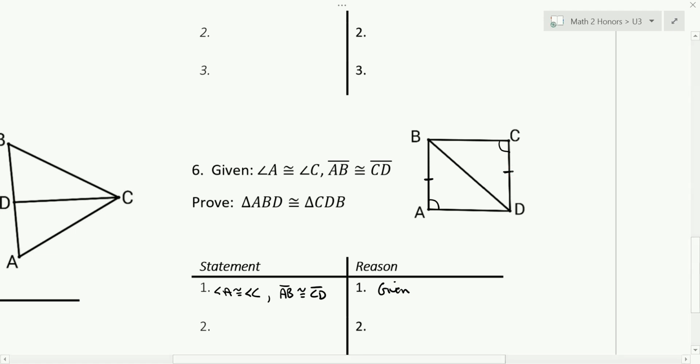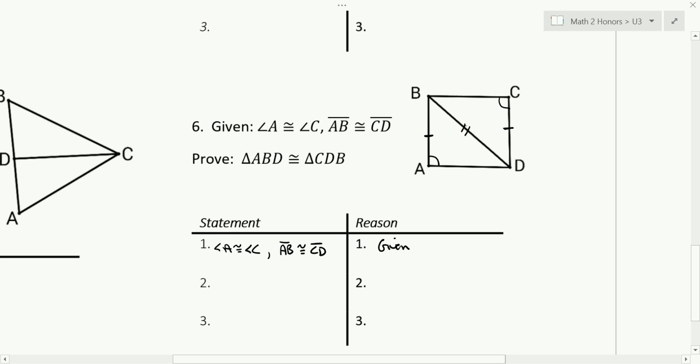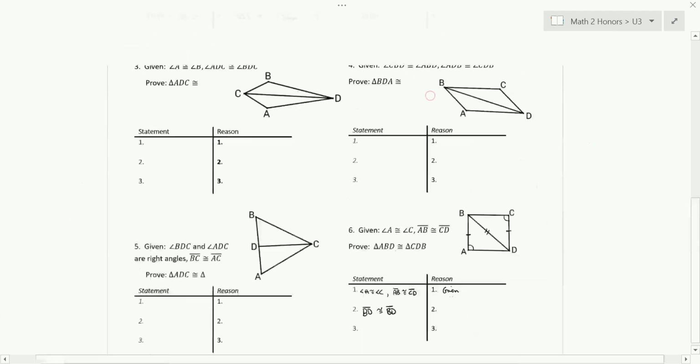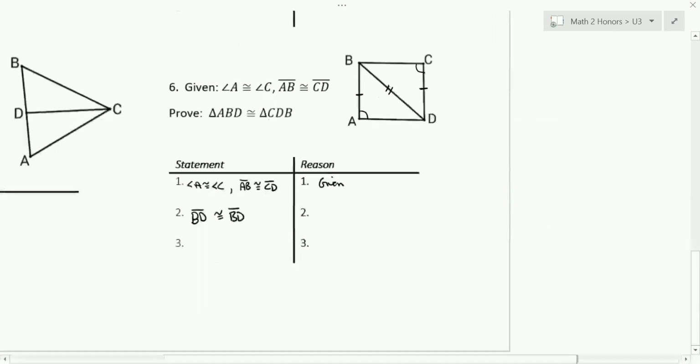Okay. Is there anything else we can get here? They share a side. Good. So BD is congruent to BD. I'm going to write that in here. BD is congruent to BD. And what is the reason we give for that? And you can look back. We did that in number 1, right? Reflexive property of congruence. That's the reason we always want to give when we do that.